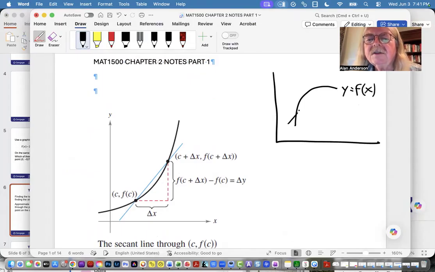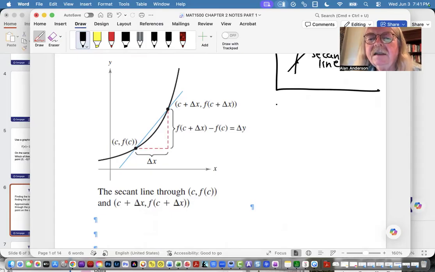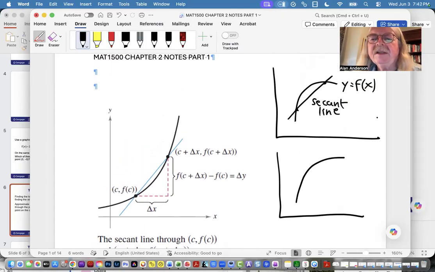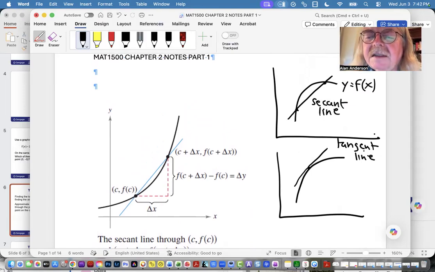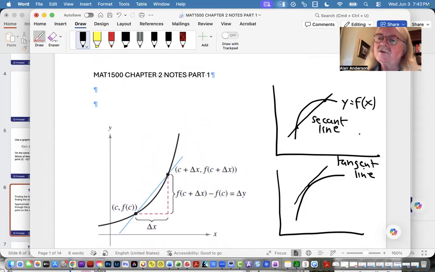A line that cuts through this curve at two different points is referred to as a secant line. Of course, if we instead touch the function at exactly one point, then it becomes known as a tangent line. So just as a quick reminder, a secant line cuts the curve twice, and a tangent line touches it exactly once.